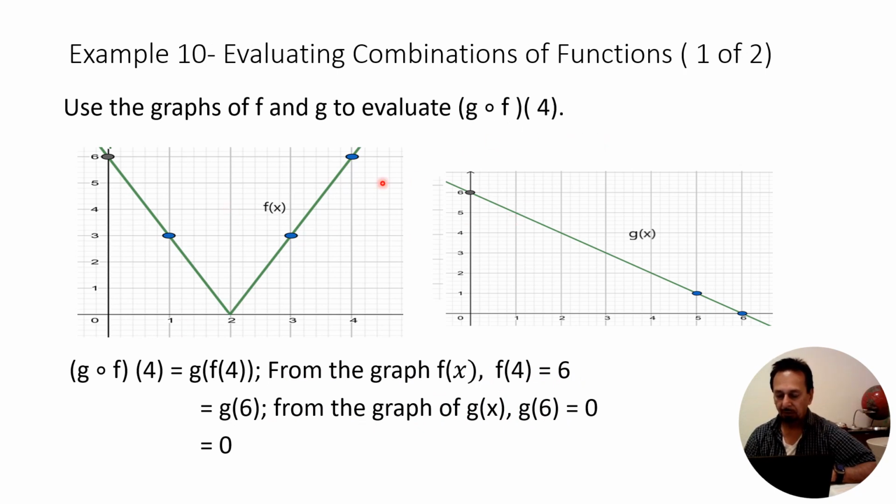Example 10. Now we're going to find the composition of g and f defined over 4. So we start with g and f defined over 4, that's g of f of 4. So first we're going to find f of 4. So let's see, f of 4 is this one. We go up and it's equal to 6. So f of 4 is 6. So this becomes g of 6 now. Now we're going to find g of 6. And so that's 6, and here the graph basically crosses the x-axis. So g of 6 is 0. So the answer is 0.